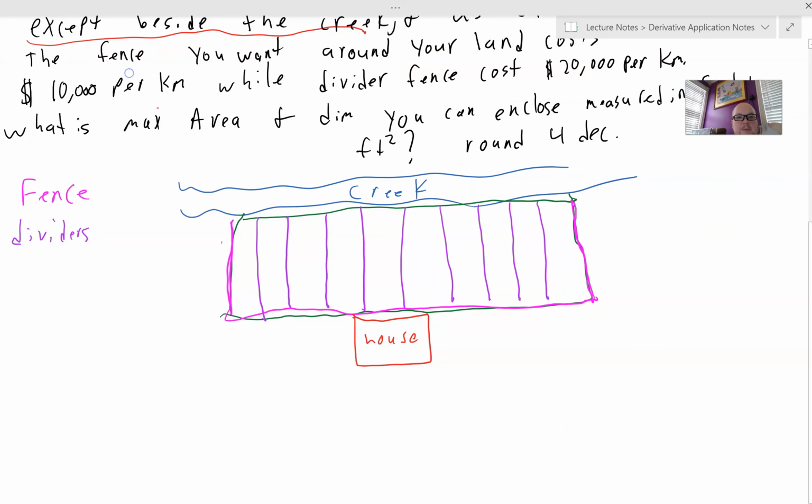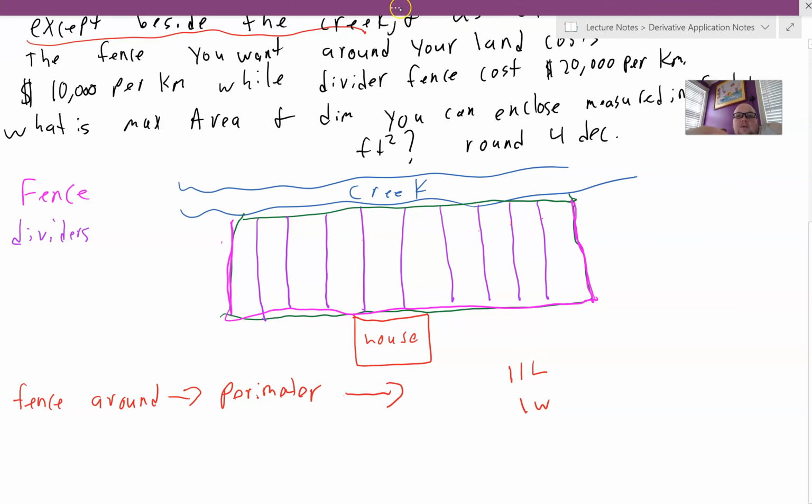So now, let's break down some key pieces. So, fence around. Well, if you go back to high school geometry, that means perimeter. Well, we have the perimeter formula. Remember, perimeter means add up all of our sides. Well, we're also going to be putting fence for the dividers. So we have 1, 2, 3, 4, 5, 6, 7, 8, 9, 10, 11 lengths and 1 width. So we have 11 lengths, 1 width.